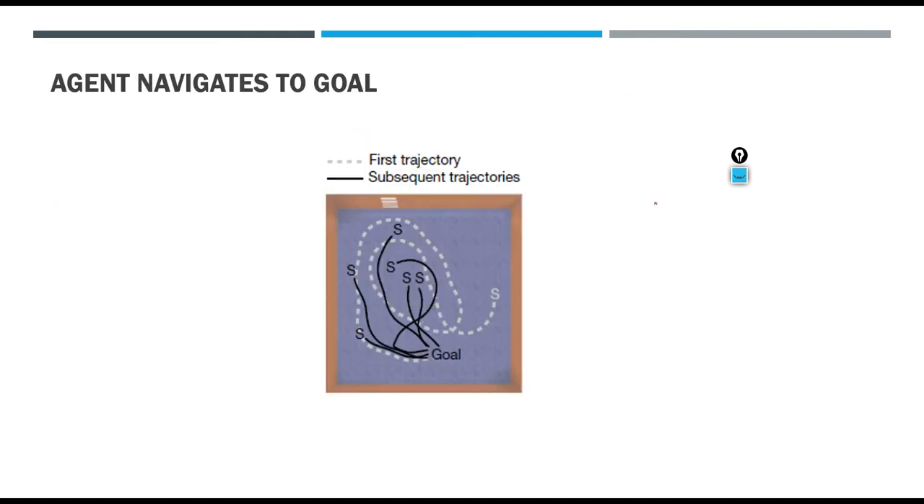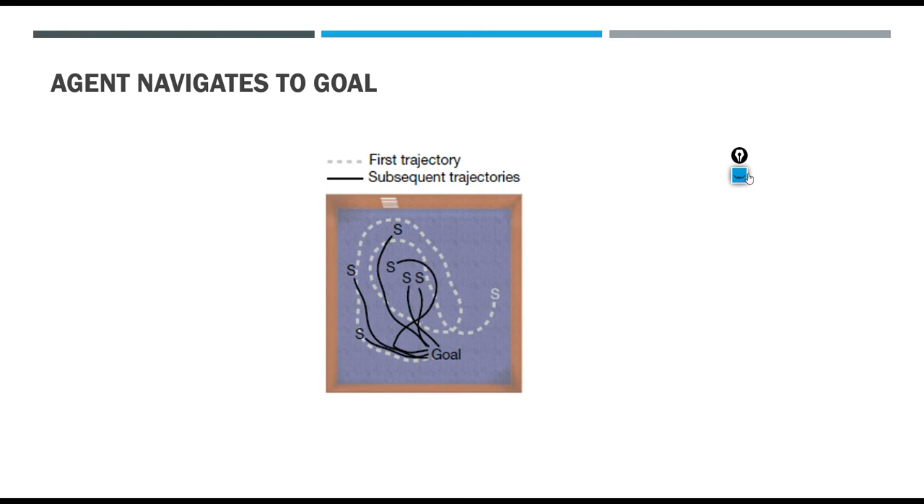in this figure, the dotted lines indicate the first trajectory. On the first trial of the episode, the agent explores to find the goal. And subsequently, on the later episodes, the agent navigates directly to it. And here we can also see from the figure that the agent was initiated from random starting positions and it was able to navigate directly to the goal on the subsequent trajectories.